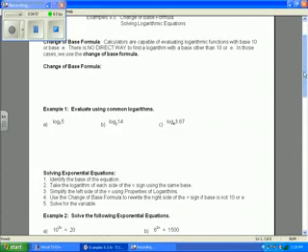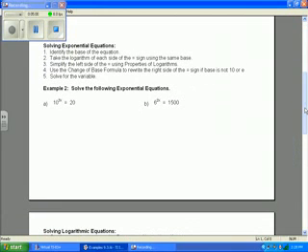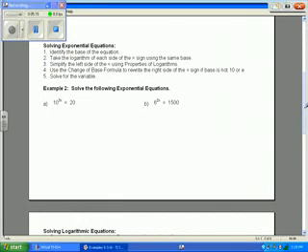Okay, the biggest part of this lesson is coming up. It is solving different kinds of equations. So before we start actually talking about how to solve these different kinds of equations, I want to show you what kinds of types we're talking about. Okay. So the first type is an exponential equation. Why do I call this an exponential equation?